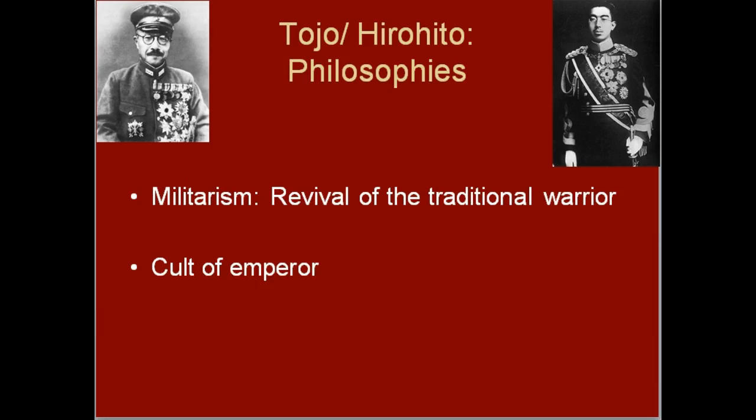Their philosophies are, and this is especially Tojo, which kind of then rubs off on Hirohito, militarism, revival of the traditional Japanese warrior, and lots of ideas from the samurai. They also believe in the cult of the emperor, that the emperor is a divine being. Usually the emperor would not speak within meetings with other members of the government, and they just had to figure out from his poker face whether he was liking their ideas or not. So it's an interesting system compared to what the United States had for a government.